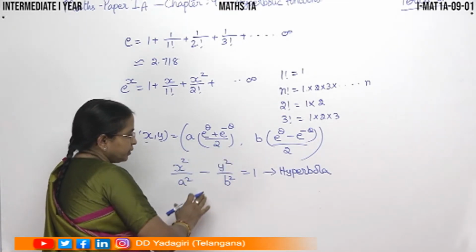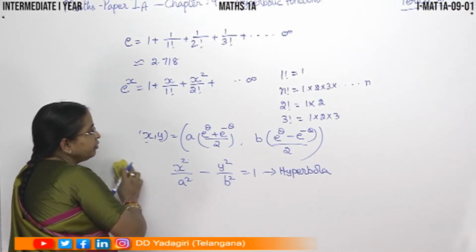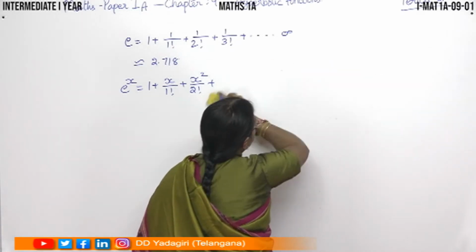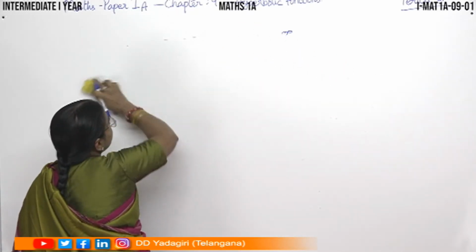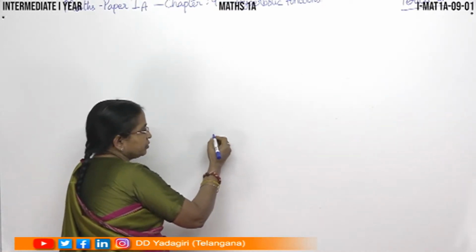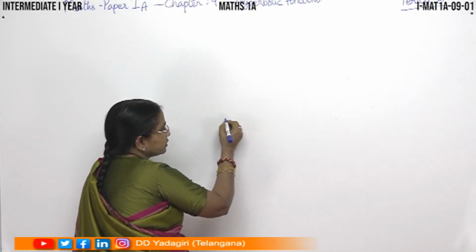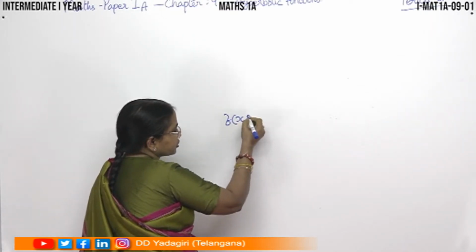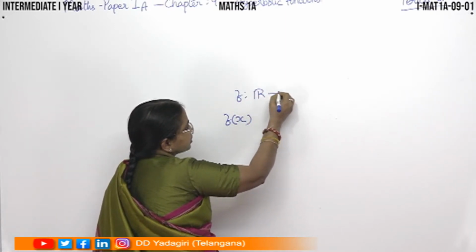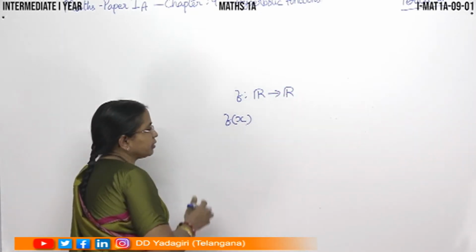So because these satisfy this hyperbola equation, we define hyperbolic functions. What are these hyperbolic functions? The formal definition of hyperbolic functions is like this. First you understand, then we'll write all the definitions. So suppose that f of x is a function. F is a function from R to R, a real function. Domain and codomain are subsets of the real number set.